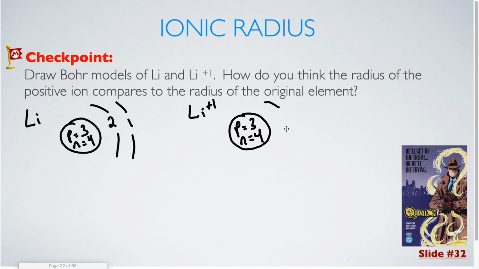What's going to change is the number of electrons. If I have a +1 charge, that means I must have lost one of the negative charges. So my Bohr model would now look like this.